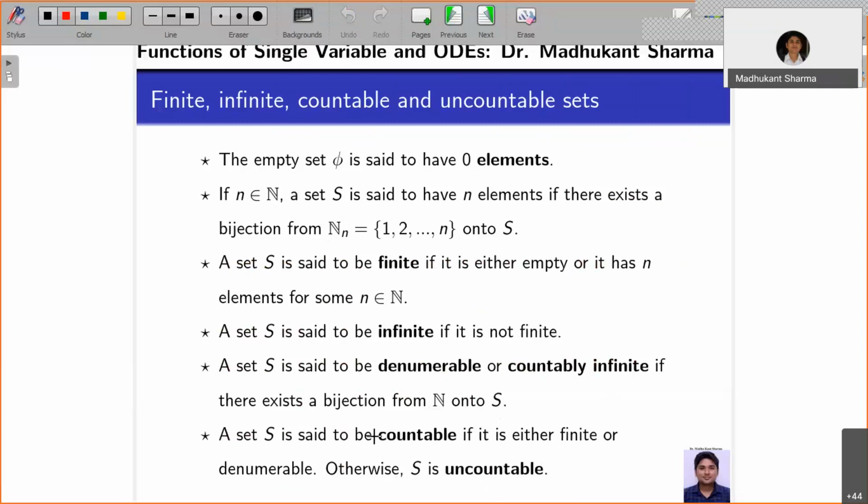So to show that a set is countable, you need to prove either that it is finite, meaning there is a bijection from Nn onto S, or that it is countably infinite, meaning there is a bijection from N onto S. If neither is possible, then you can prove that S is uncountable.